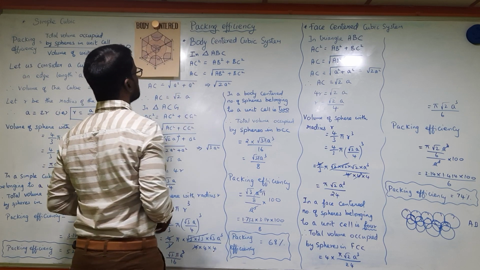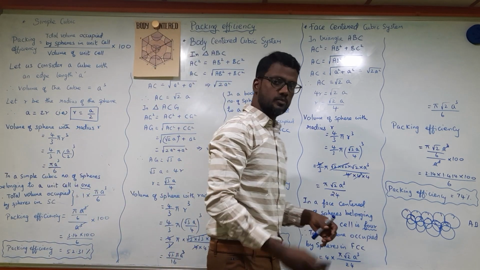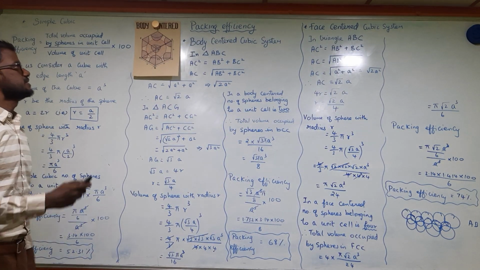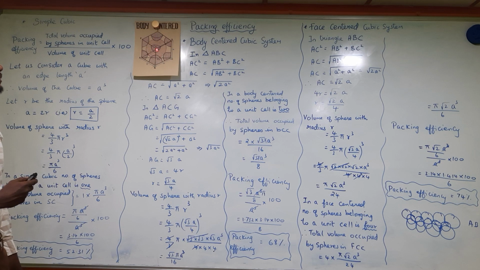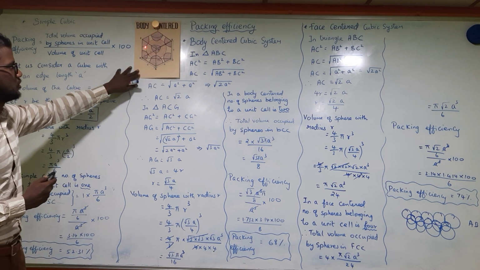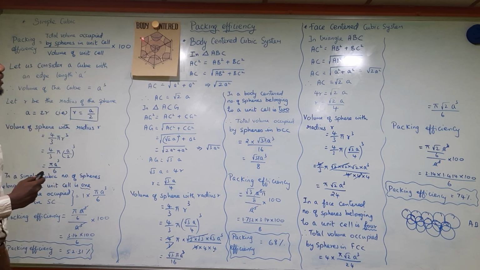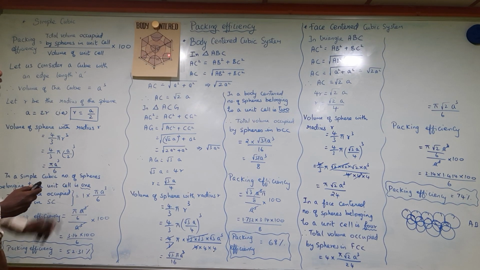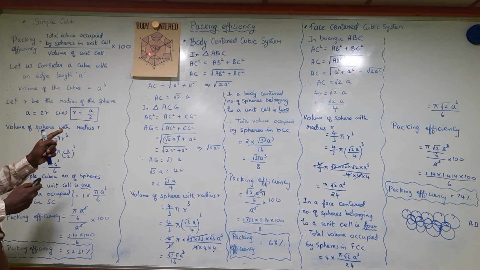Body centered cubic system. Okay, for body centered cubic system you can just see, so this is a diagram. The diagram talks about how it has been occupied. Okay, now you just see atoms present in corner do not touch each other. You can see the space between them. Atoms present in the corner do not touch each other, but all the atoms in the corner do touch the atom present in the center.